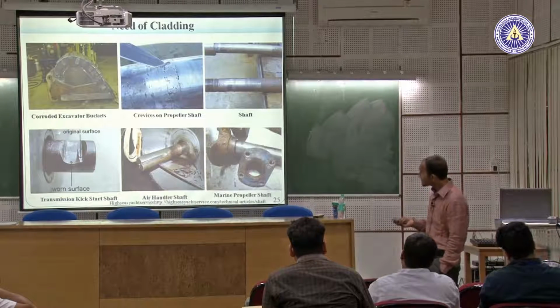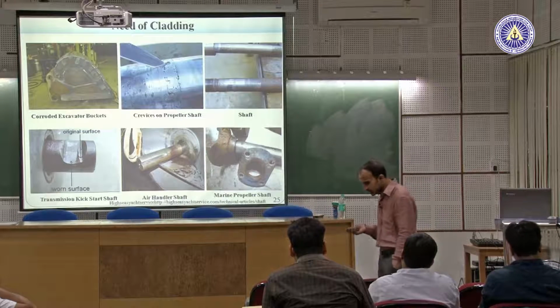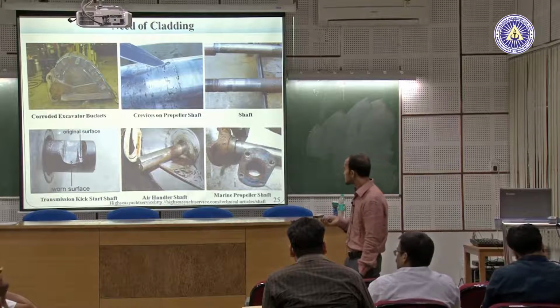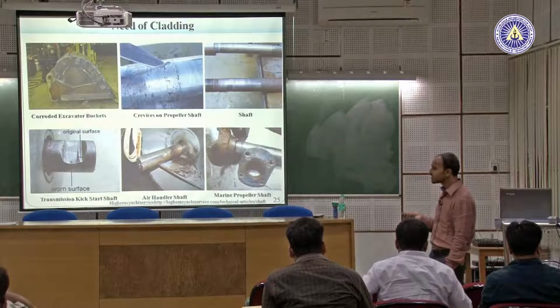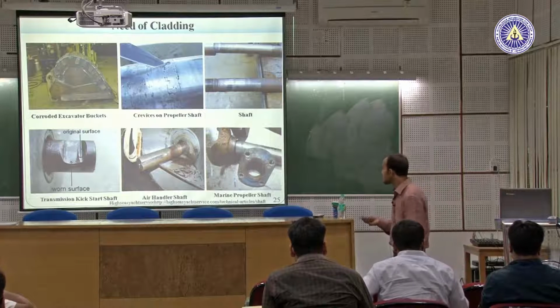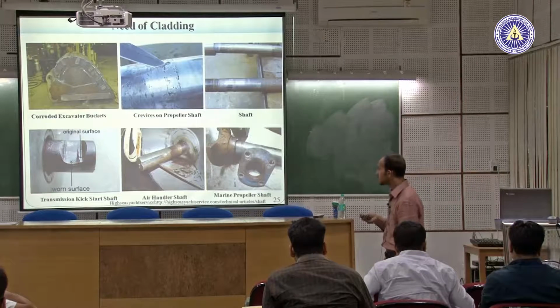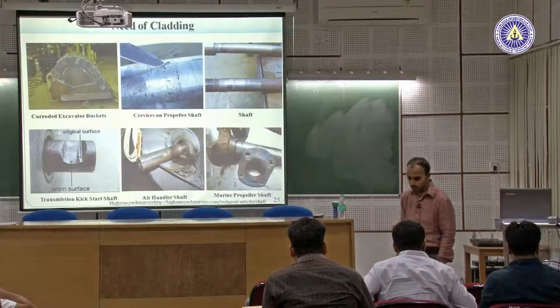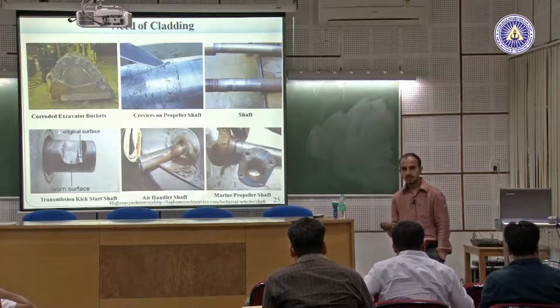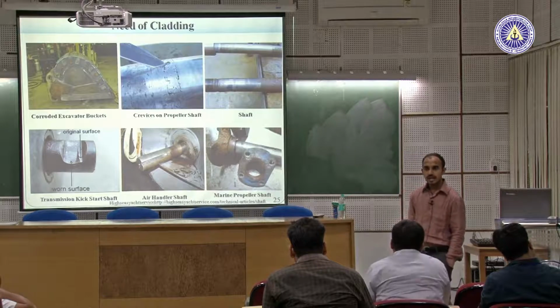What is actually the need for cladding? Suppose these are engineering components. We can say engineering components are subjected to wear and thermal stresses. They create defects, also due to pitting. That's why we require cladding, and this cladding is generally used for surface alloying, surface modification, or maybe also for aesthetic purposes.